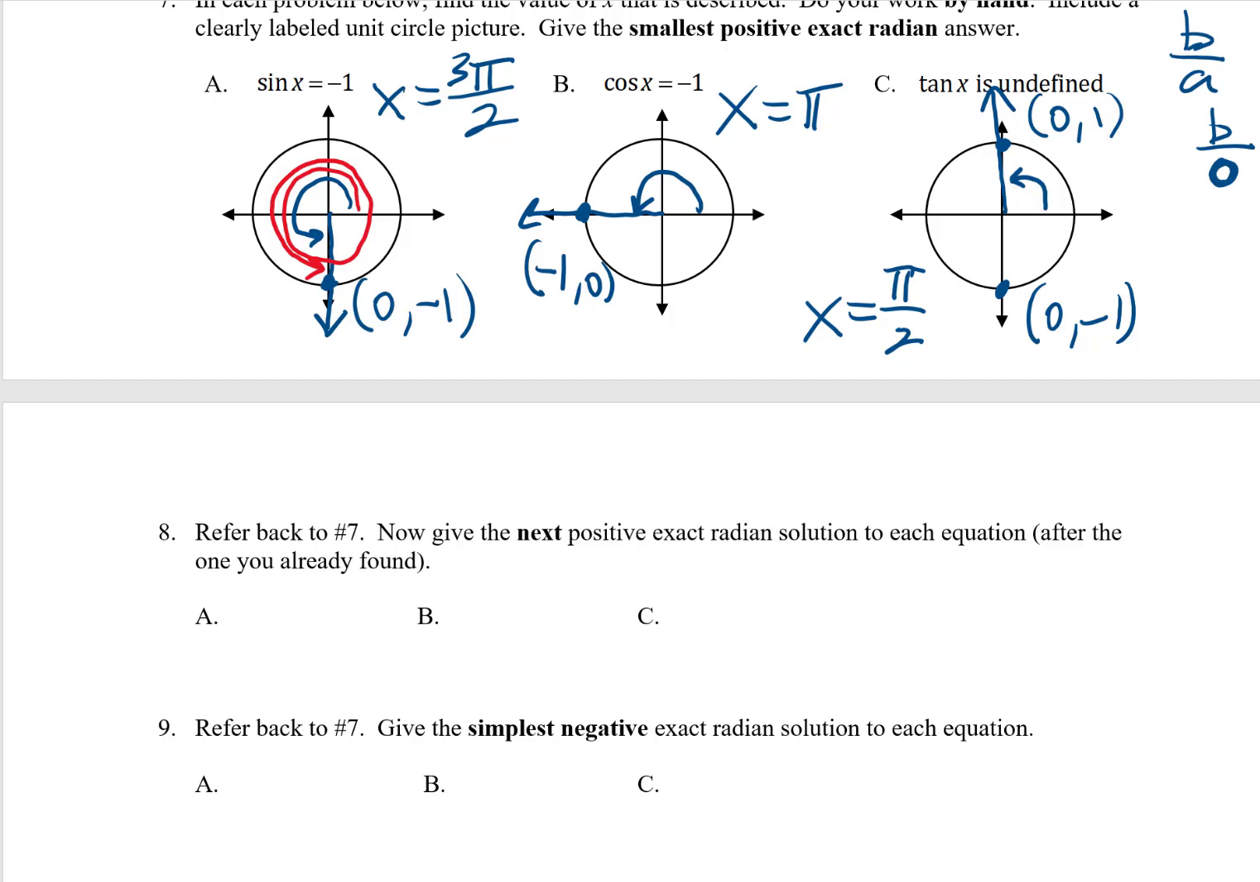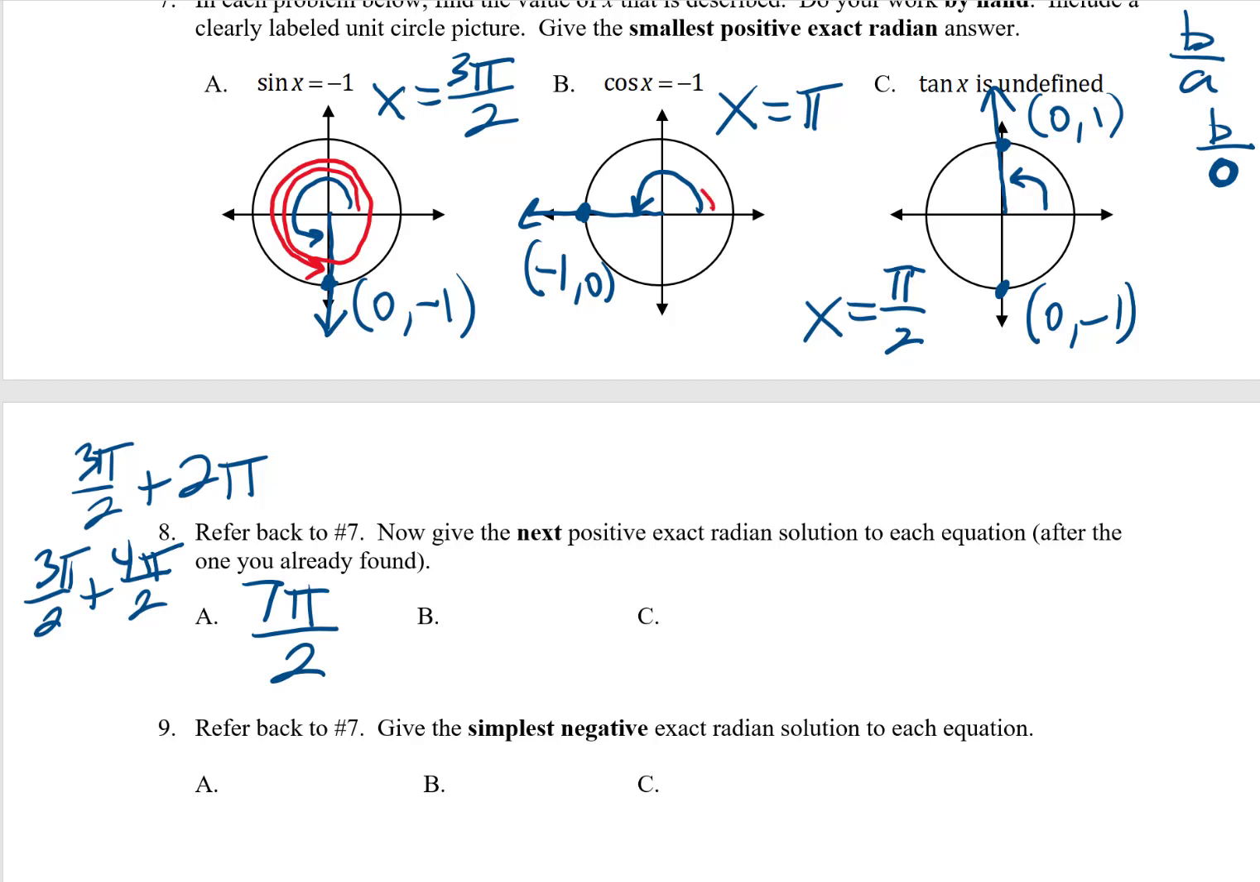In other words, if I just add 2 pi to the angle that I had before, I think I would have it. What is 3 pi over 2 plus 2 pi? Well, 2 pi is the same thing as 4 pi over 2. So that's going to give me 7 pi over 2 as the next answer. Similarly, in letter B, I would just have to rotate all the way around plus another pi. So that's going to be 2 pi plus pi would be 3 pi here.